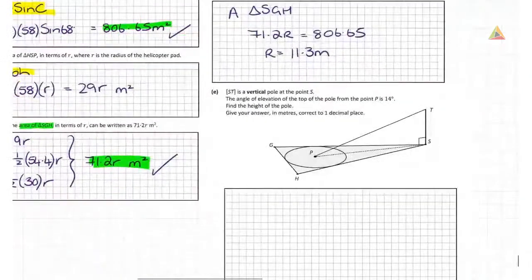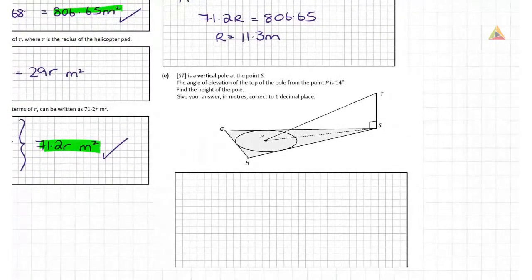Okay, and the last part we're going to have time to get done today is part E. So this is a 3D problem. ST is a vertical pole at the point S. The angle of elevation of the top of the pole from the point P is 14 degrees. So that means if I was standing at P and I was looking up to the point T, that angle right there would be 14 degrees. Find the height of the pole. So it's TS over here that we're looking for. Let's just mark in some things we might use. This length here, H to S, was 58, remember? And this here was our radius, which we've just worked out is 11.3 meters.